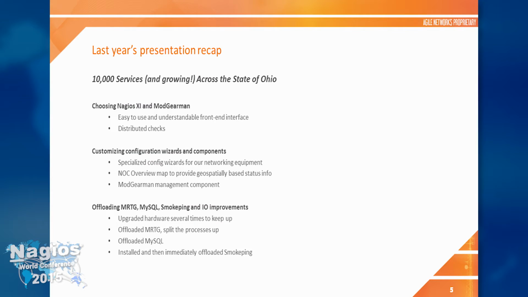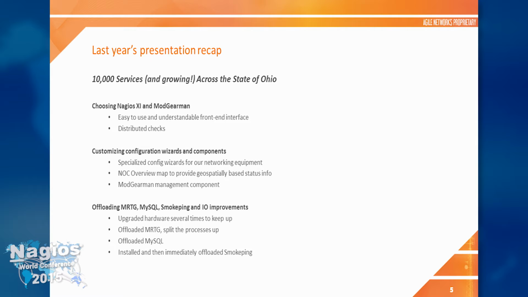So last year's presentation recap. 10,000 services and growing across the state of Ohio. We chose Nagios XI and Mod Gearman. It was easy to use and understandable. It had an understandable front end. And then we needed Mod Gearman's distributed checks so that we could have a single instance of login to view everything that we needed. We scaled too large that XI wasn't able to handle all those checks by itself.